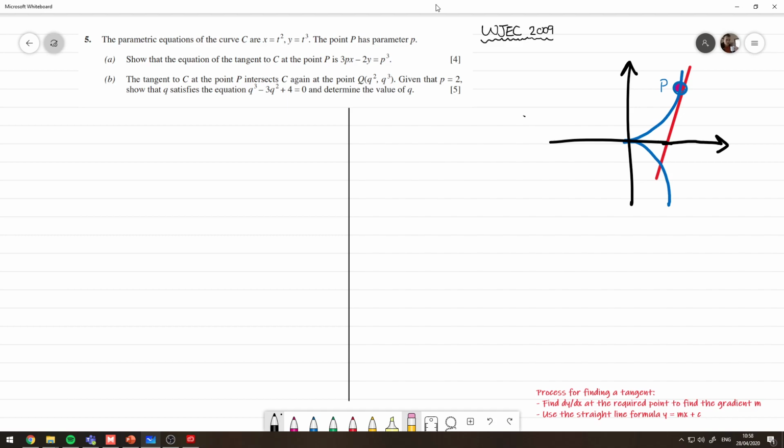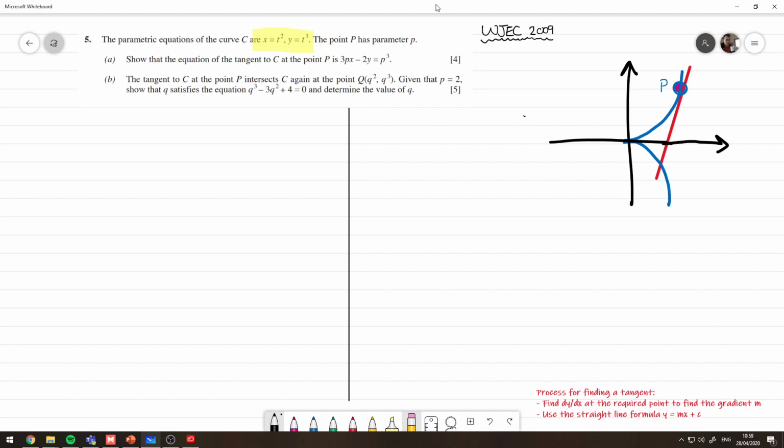Hello, here is a question from the WJEC from 2009. It's a parametric equations question. I'll read you through the main details of it. So we've got a parametric curve. The x value is given by t squared and the y value is given by t cubed. And we've got a point that has parameter little p.